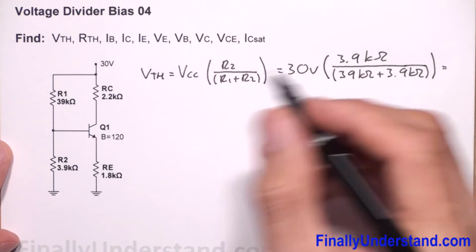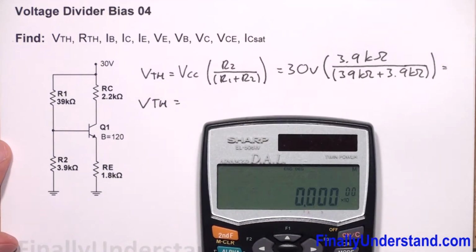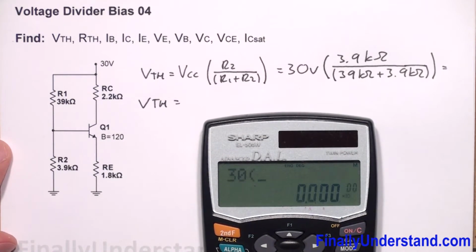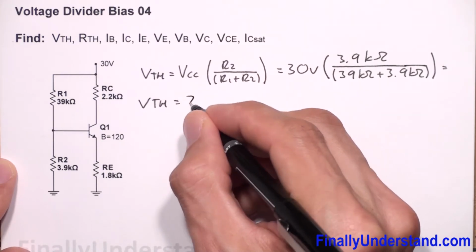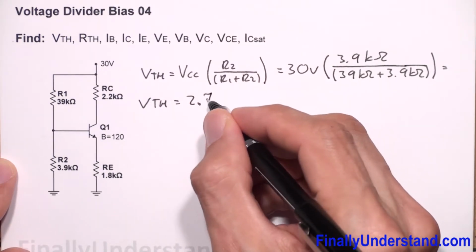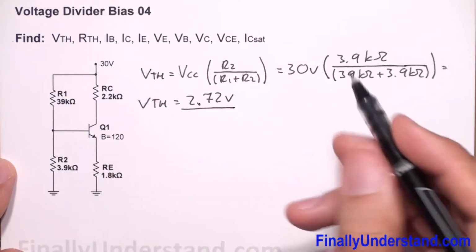So VTH equals 30 times (3.9 exponent 3) divided by (39 exponent 3 plus 3.9 exponent 3), which equals 2.72 volts. So my VTH is 2.72 volts. In other words, this is the voltage at the base in this case.